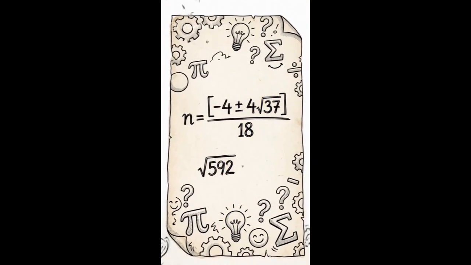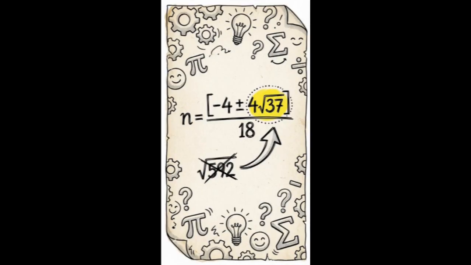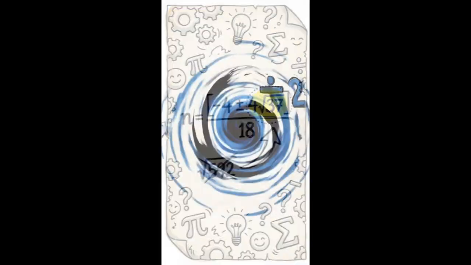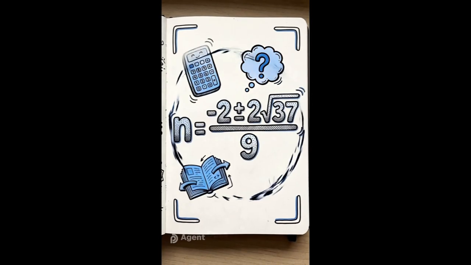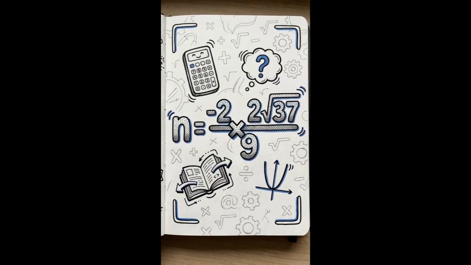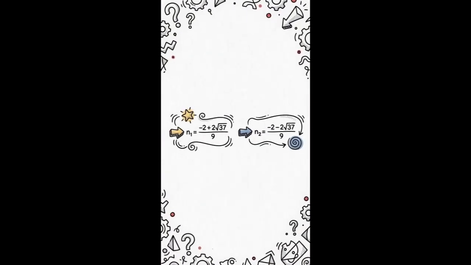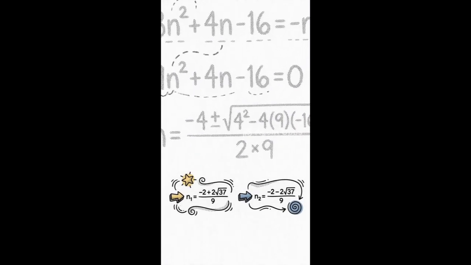Substituting this back into our formula, n equals negative 4 plus or minus 4 root 37 divided by 18. Finally, we can simplify the entire expression by dividing all terms in the numerator and the denominator by their greatest common divisor, which is 2. So, n equals negative 2 plus or minus 2 root 37 divided by 9. This gives us our two solutions for n. n1 equals negative 2 plus 2 times root 37 divided by 9, and n2 equals negative 2 minus 2 times root 37 divided by 9.